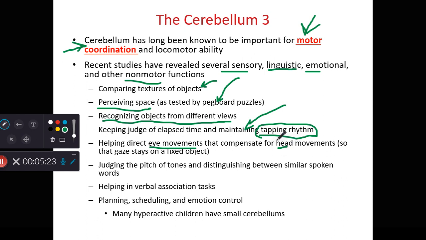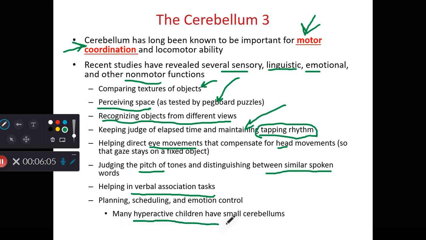For instance, people who are into ballet know that when a ballerina is spinning, the ballerina tries to keep their eyes focused on one position as long as possible. That way they can minimize the amount of dizziness they perceive. Then there's the pitch of tone, so high pitch, low pitch sounds, and distinguishing between similar spoken words, so analyzing the tone of a word. There's a difference between saying, I'm fine versus I'm fine. That different inflection can have very different meanings associated with it. Verbal association tasks are also going to be processed within the cerebellum, and then planning, scheduling, emotional control.